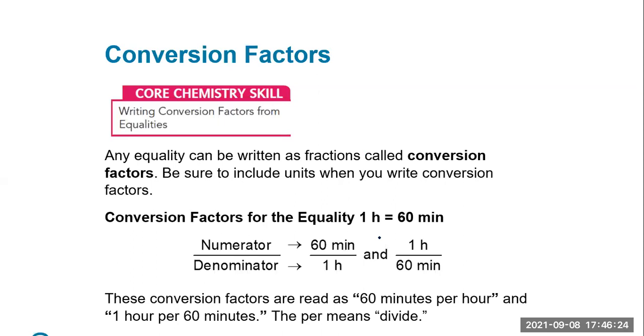Again, in terms of conversion factors, any equality can really be written as 2 conversion factors. And again, like I said, you will not use both of them. Otherwise, you'll cancel each other out. So for example, here, 1 hour is equal to 60 minutes. You can put 60 minutes on top or 1 hour on the bottom, and vice versa here.